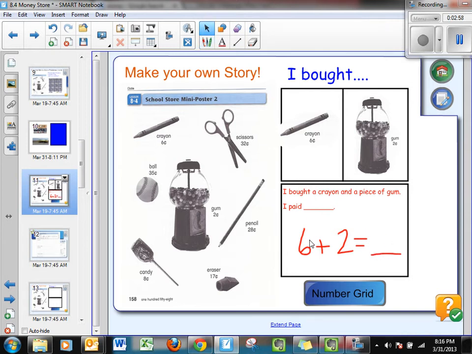Now, this is kind of an easy problem. I said we'd start easy. We're starting with smaller numbers that you could probably add on your fingers. You could put up 6 fingers and then add 2 more fingers. You could use a number line to figure this problem out. But we're eventually going to get to some problems that are going to require you to use something that's got bigger numbers on it. For example, the number grid. So we're going to use the number grid to show you how to do this problem.